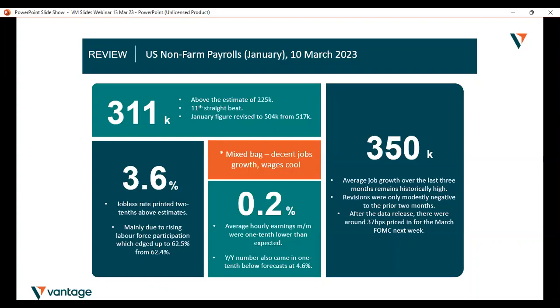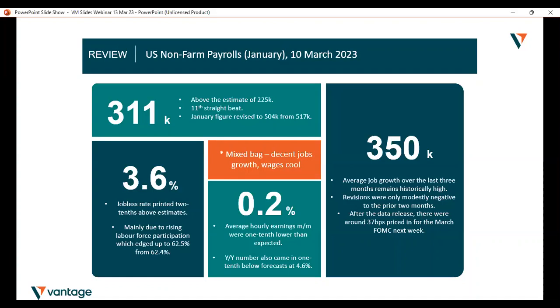And after the data release, well, we were still pricing in around 37 basis points or so for the March hike. Obviously, that now, since then, that's all changed, and really added this sort of data mixed bag slightly, but still strong job gains.